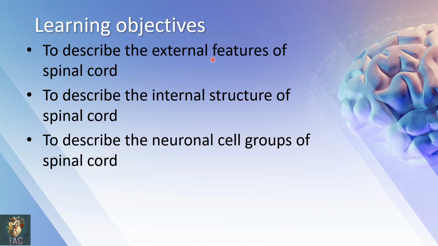In today's class, we are going to discuss the spinal cord, and the learning objectives for today's class are to describe the external features of the spinal cord, to discuss the internal structures of the spinal cord, and to discuss the neuronal cell groups of the spinal cord.